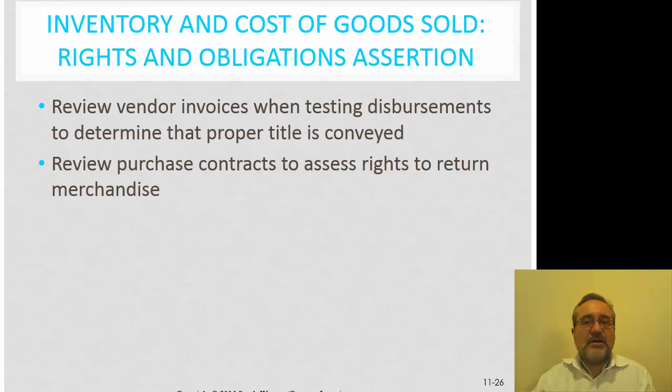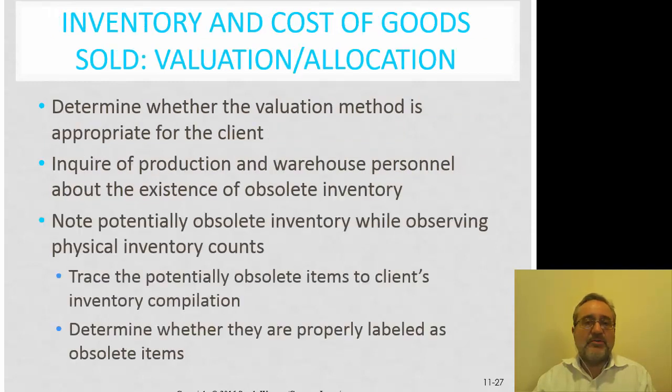When we're considering the cost of goods sold, rights and obligations, we review vendor invoices when testing distributions to determine the proper title is conveyed. We review purchase contracts to assess rights of return of the merchandise. Valuation and allocation: determine whether the valuation method is appropriate for the client. Inquire of production and warehouse personnel about the existence of obsolete inventory. Again, obsolete inventory, we're considering this from the valuation perspective.